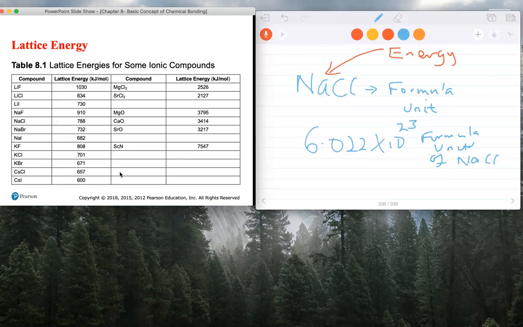So here are the lattice energies for different ionic compounds, and I want us to learn something out of this Table 8.1. There is a message lying here which I want to point out to you.